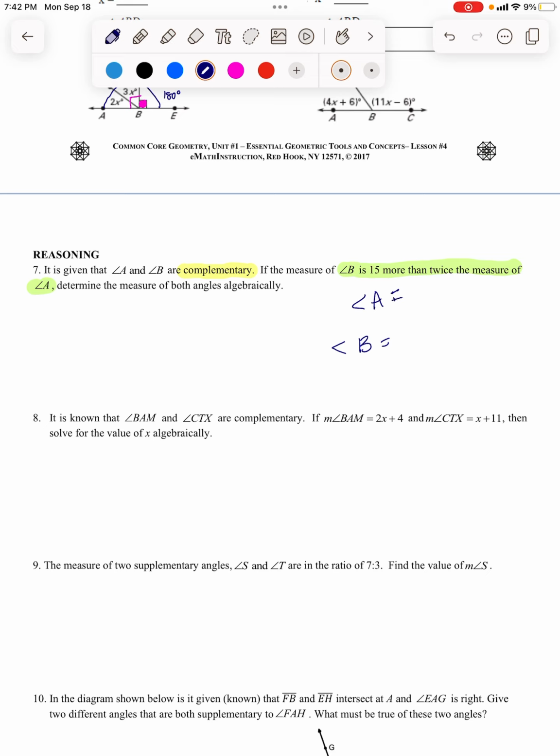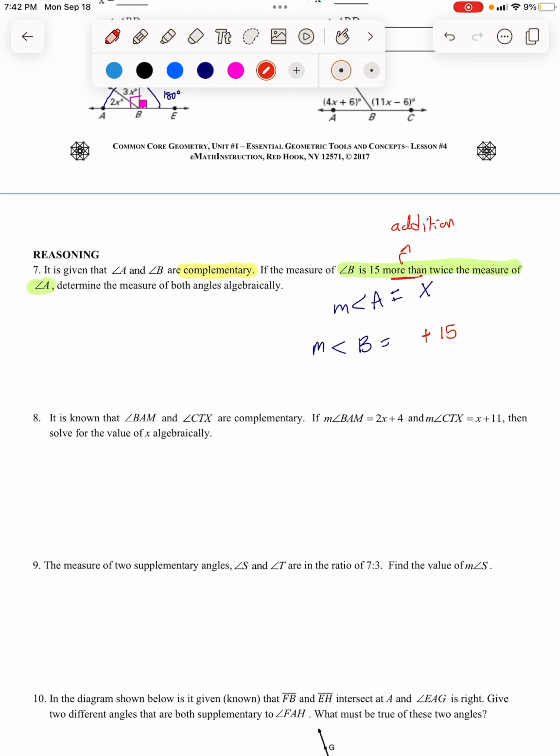Now, first things first, do we know what measurement angle A is? No. So let's go ahead and give that an X. We do know that measurement angle B is 15 more than, right? Anytime you see that buzzword more than, it means we're doing some sort of addition. So I'm doing plus 15 somewhere.